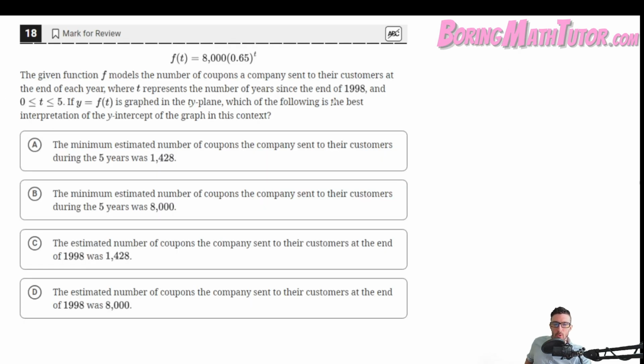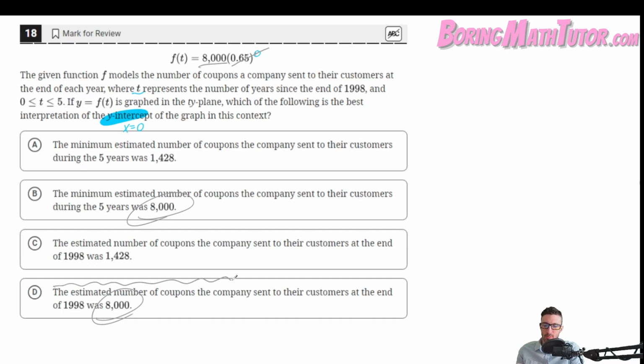They're asking about which of the following is the best interpretation of the y-intercept of this. Well, you get a y-intercept whenever x is equal to 0. In this case, instead of having x, we have t. So if you let t equal 0, then 0.65 to 0 would be 1, and you would just get that 8,000. That must mean we're going to go after one of the answer choices that has 8,000 in it. Now, is the 8,000 the minimum estimated number of coupons that they sent during the 5 years?